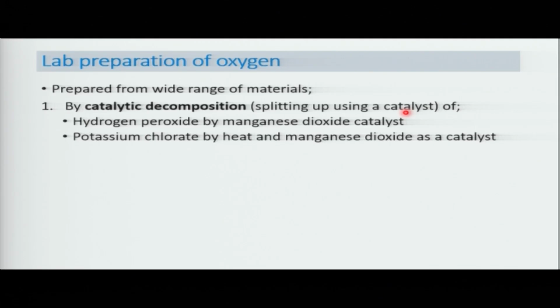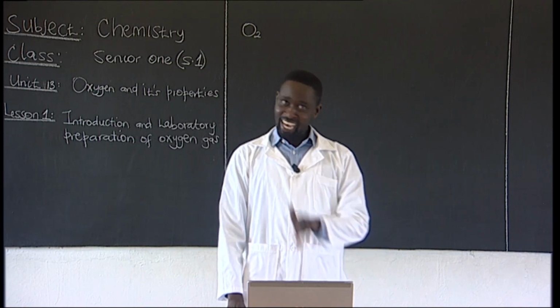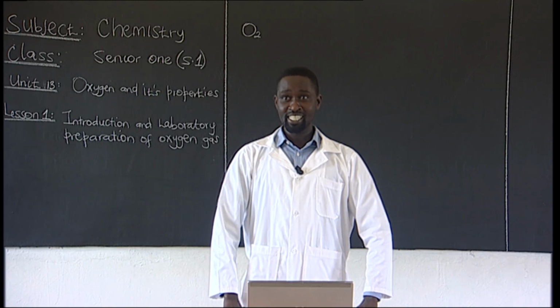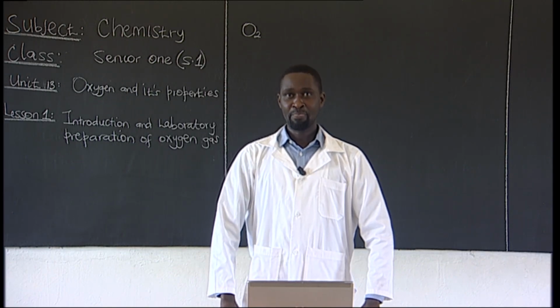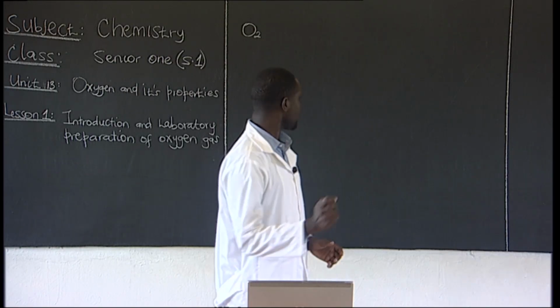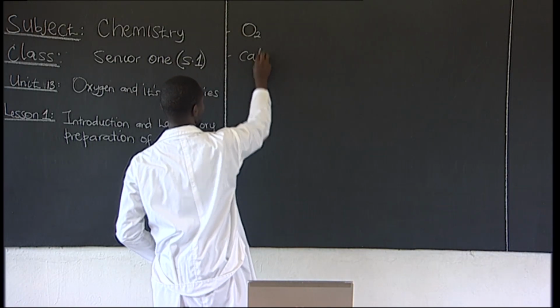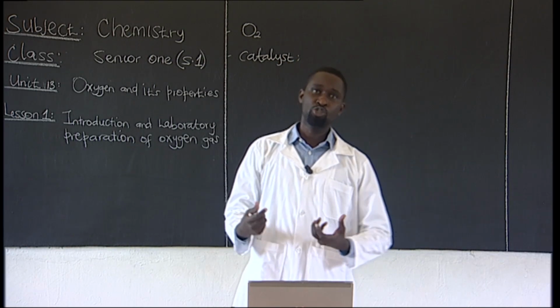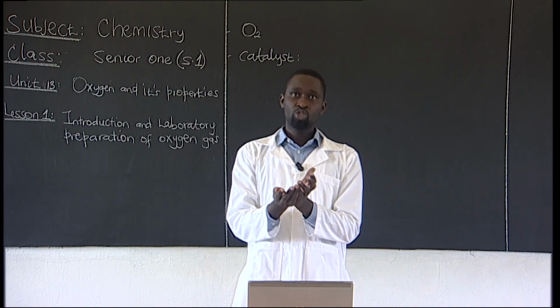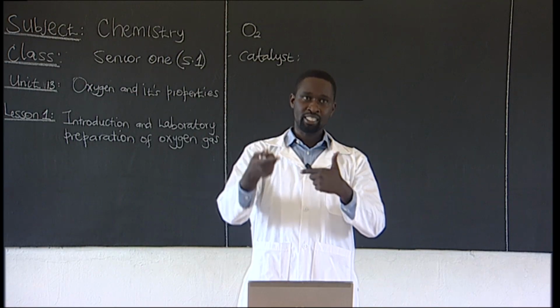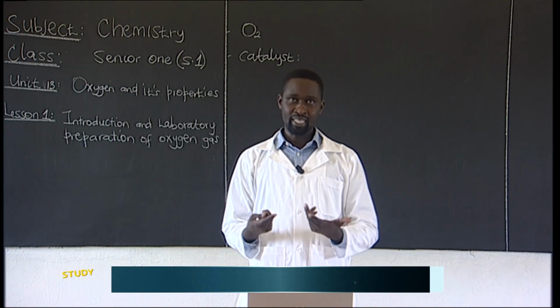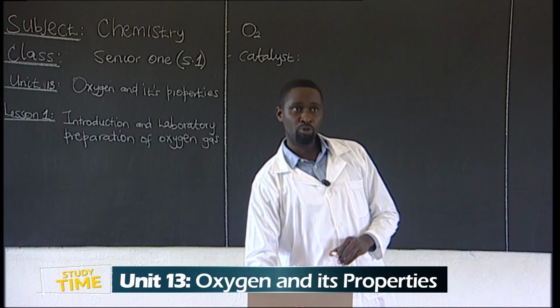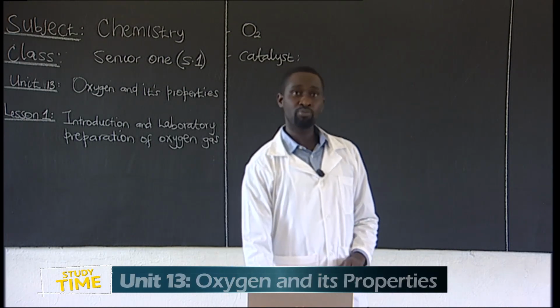Let me pause and ask you, what is a catalyst? And don't say you haven't covered it, you looked at it. What is a catalyst? So a catalyst is a substance. Now let me write that term. Catalyst is a substance which is used in small amounts to make the reaction become faster. That is a catalyst. In this case, as we produce oxygen from hydrogen peroxide, we use manganese dioxide as a catalyst.